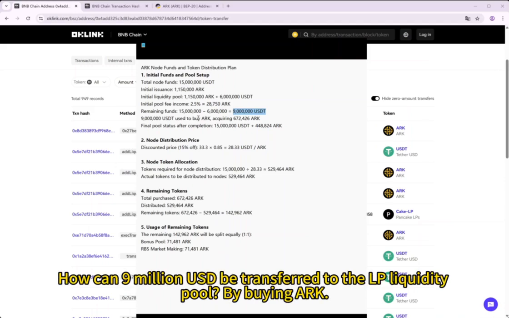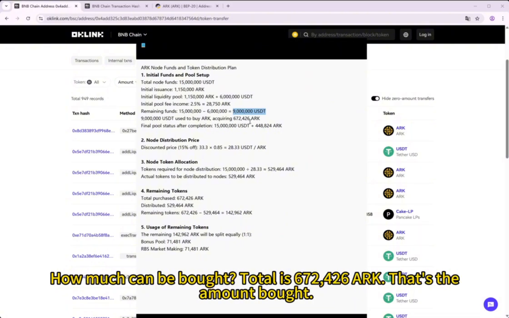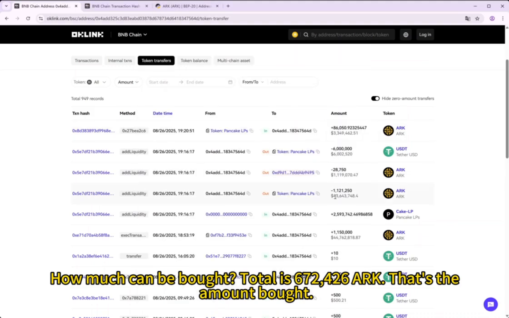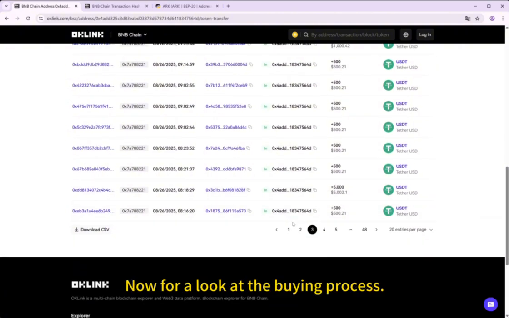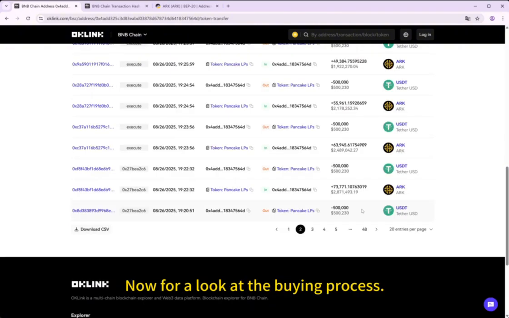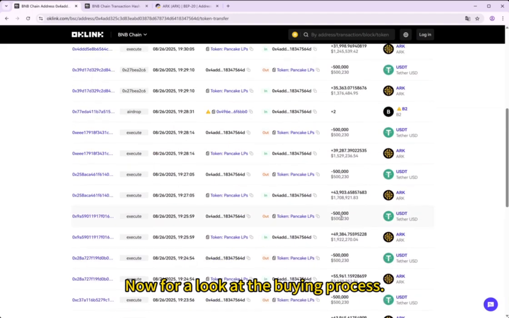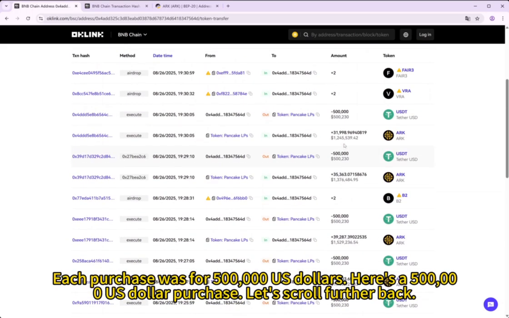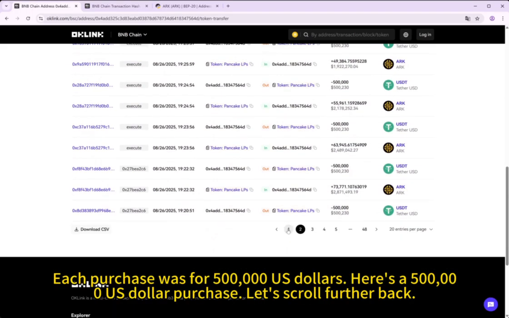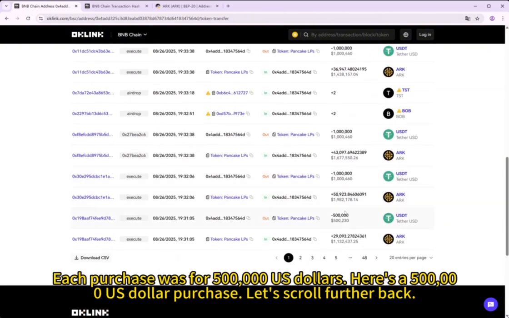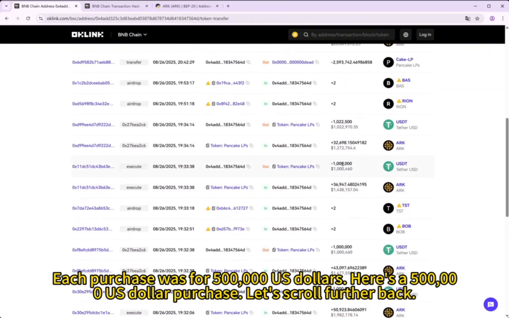How can $9 million be transferred to the LP liquidity pool? By buying ARK. How much can be bought? Total is 672,426 ARK. That's the amount bought. Now for a look at the buying process. Each purchase was for $500,000. Here's a $500,000 purchase. Let's scroll further back.